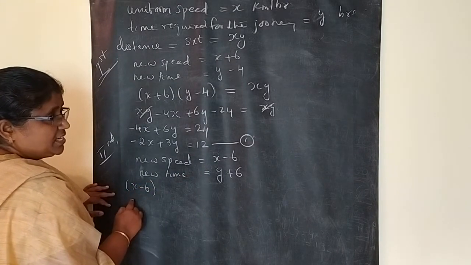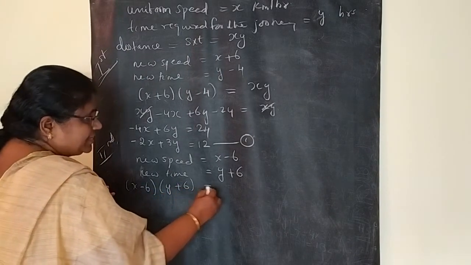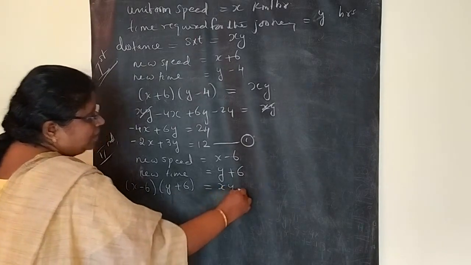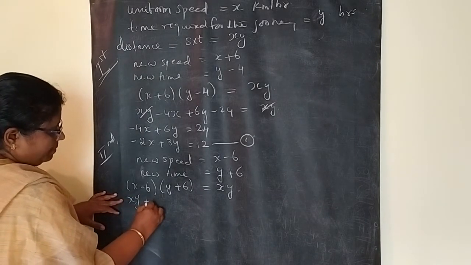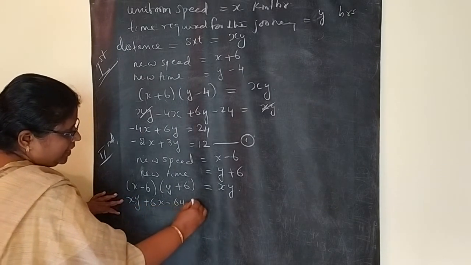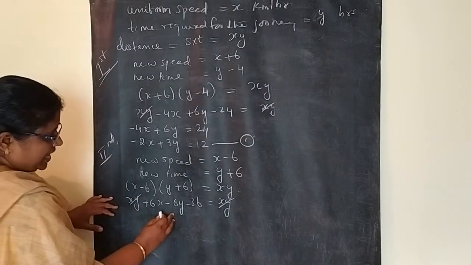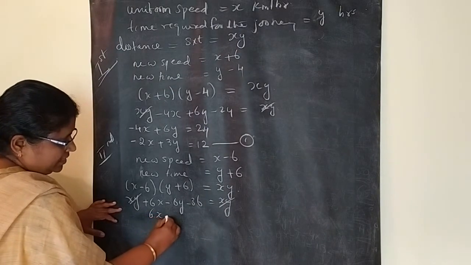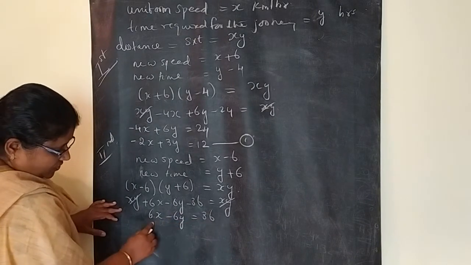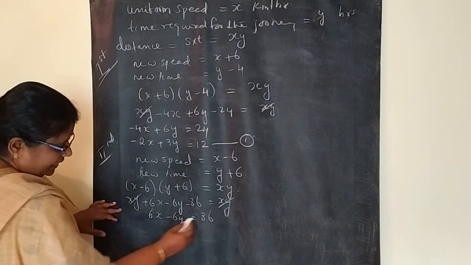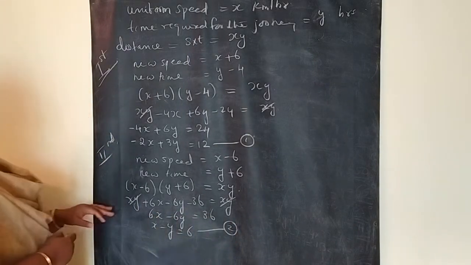So speed is there, time is there, we can find the distance. Distance is equal to speed into time. So x minus 6 into y plus 6. But this product is equal to the original distance. Now if we open, xy plus 6x minus 6y minus 36 is equal to xy. xy and xy cancel. We are getting 6x minus 6y is equal to 36. Here in all the terms 6 is common, isn't it? So we can cut. So we will get x minus y is equal to 6. This is our second equation.